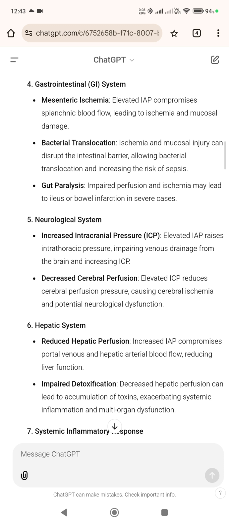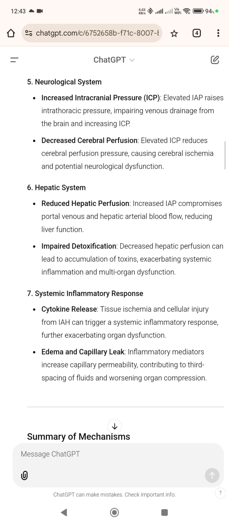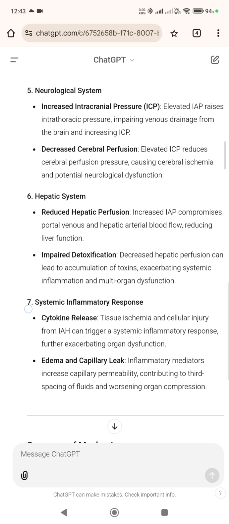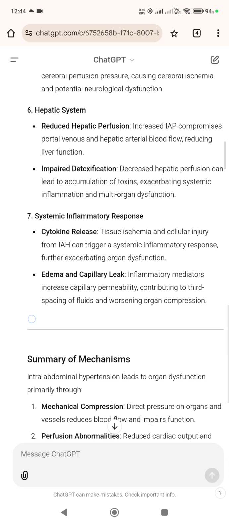5. Neurological system. Increased intracranial pressure. Elevated IAP raises intrathoracic pressure, impairing venous drainage from the brain and increasing ICP. Decreased cerebral perfusion. Elevated ICP reduces cerebral perfusion pressure, causing cerebral ischemia and potential neurological dysfunction.